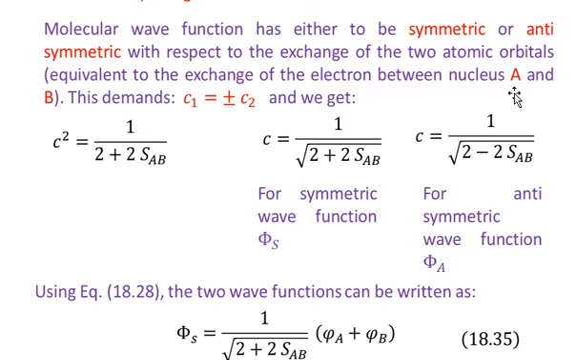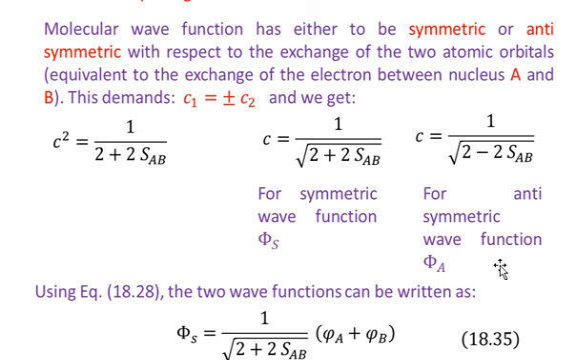The other value of C will be equal to 1 over square root of 2 minus 2 S_AB. Because of the symmetric wave function and the anti-symmetric wave function, using the plus sign and the minus sign, I have this C, which is 1 over square root of 2 plus 2 times S_AB, for the symmetric wave function, which will be represented by phi S. And the other value of C, which is equal to 1 over square root of 2 minus 2 times S_AB, is for the anti-symmetric wave function represented by phi A.